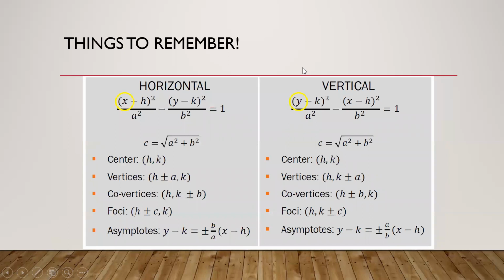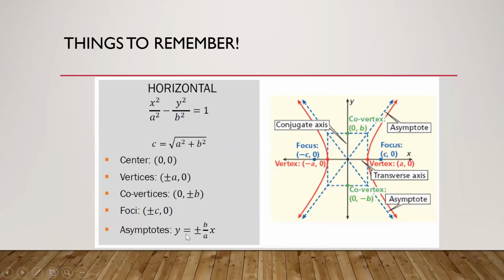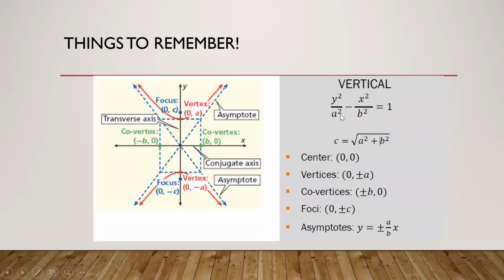Next, going back, we may notice that for our asymptotes, when the transverse axis is horizontal, or when x squared comes first, to find our asymptotes, it is y equals plus and minus b over a x. But when y squared comes first, to find our asymptotes, it is y equals plus minus a over b x.